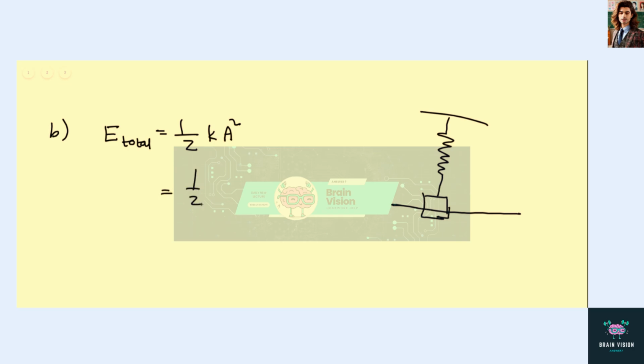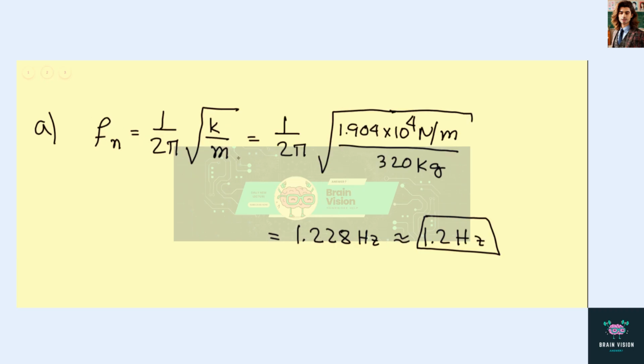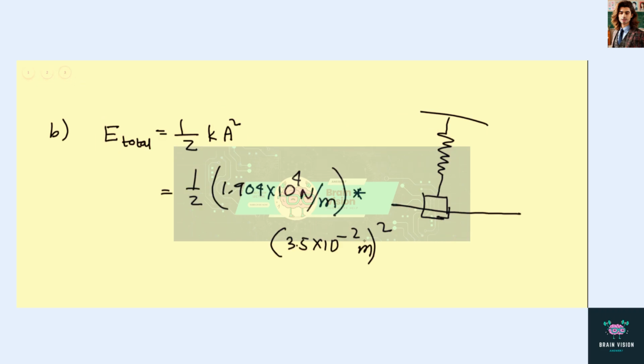So now we can use the given information. We have the spring constant as 1.904 times 10 to the power 4 Newton per meter times a squared, which is 3.5 times 10 to the power negative 2 meter squared. And we got that from the problem, that's the displacement basically. So this is equal to 11.66 joules.